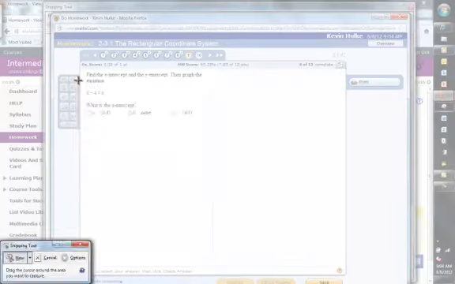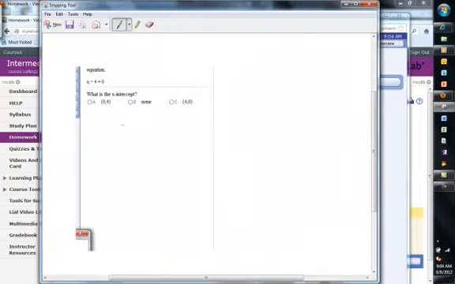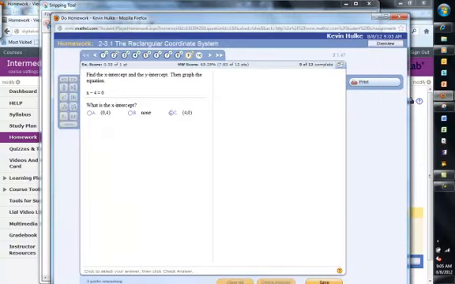Okay, you make your table of values, x, y. So the x-intercept means that y is 0. So if y is 0, x minus 4 equals 0. Add 4 to both sides, you get x is 4.